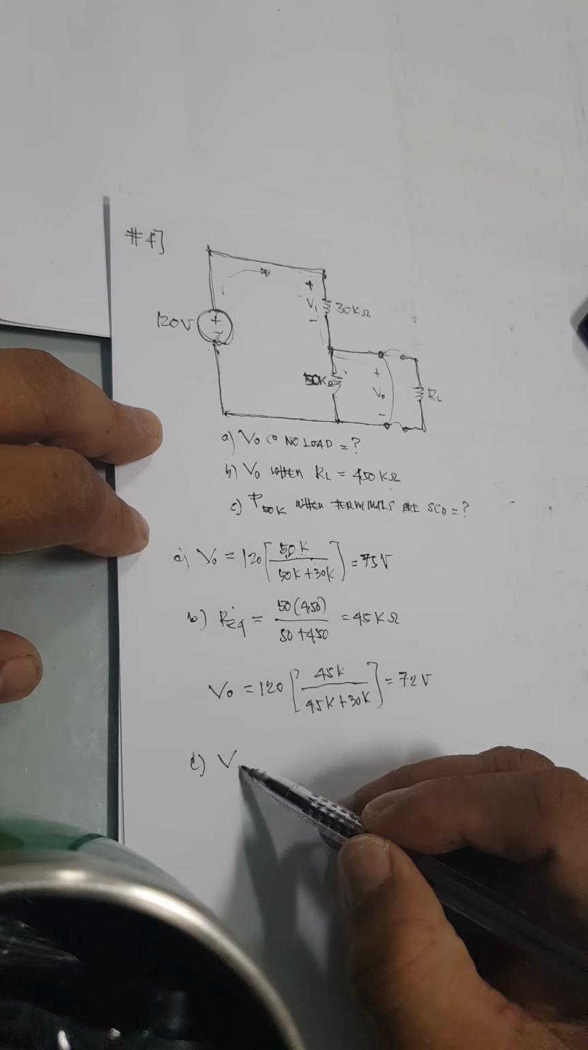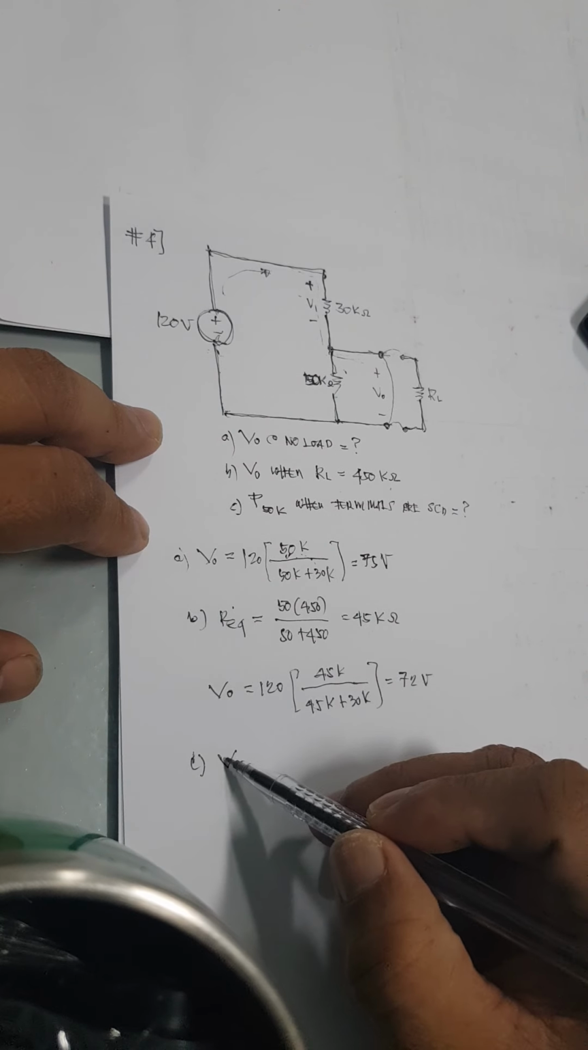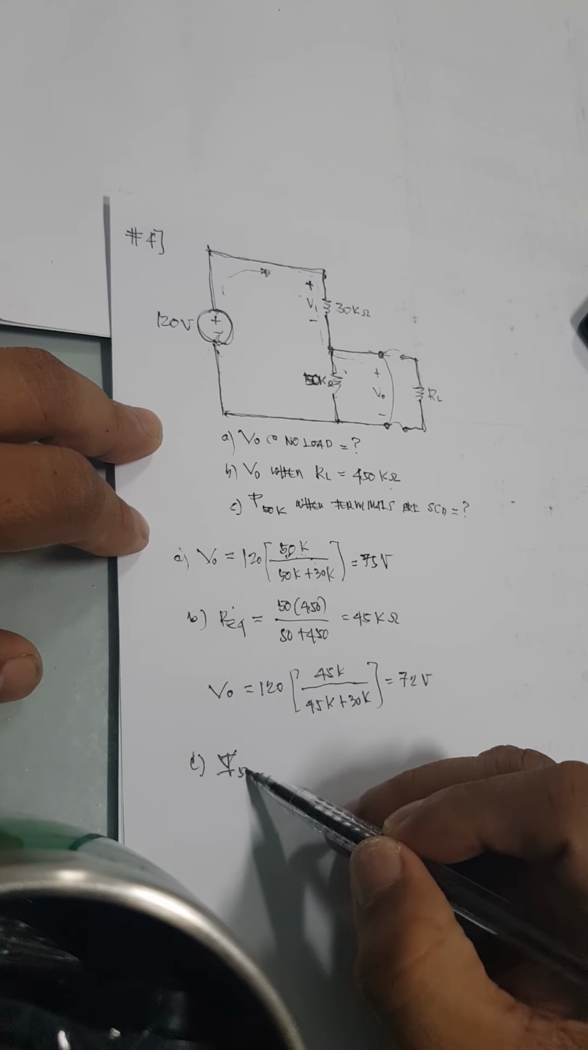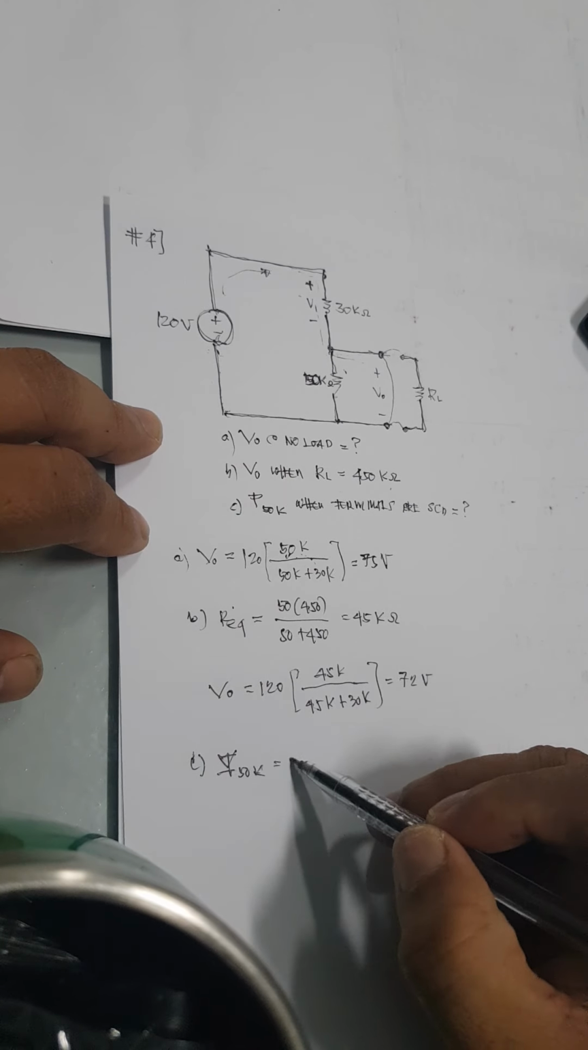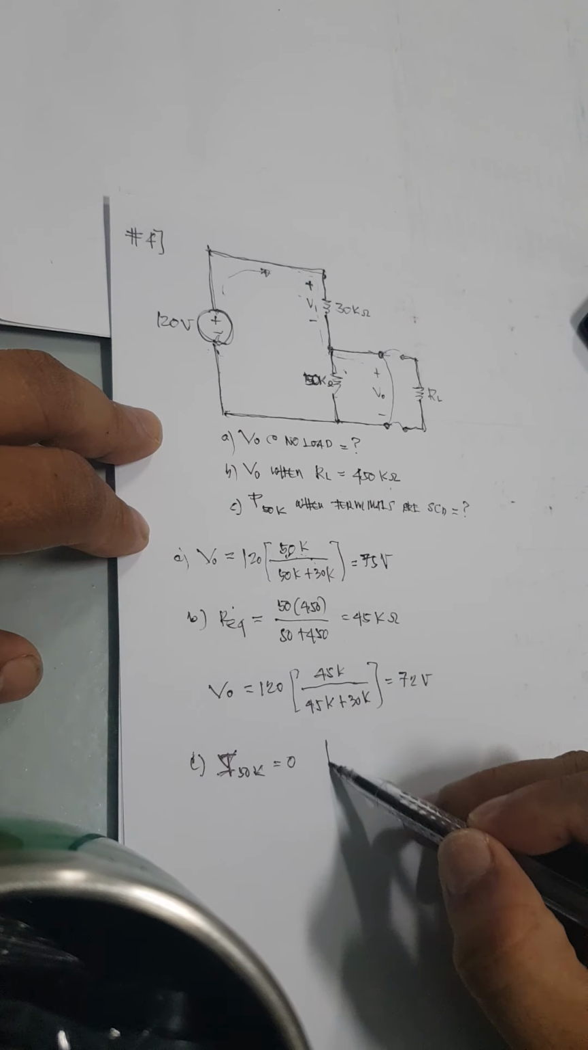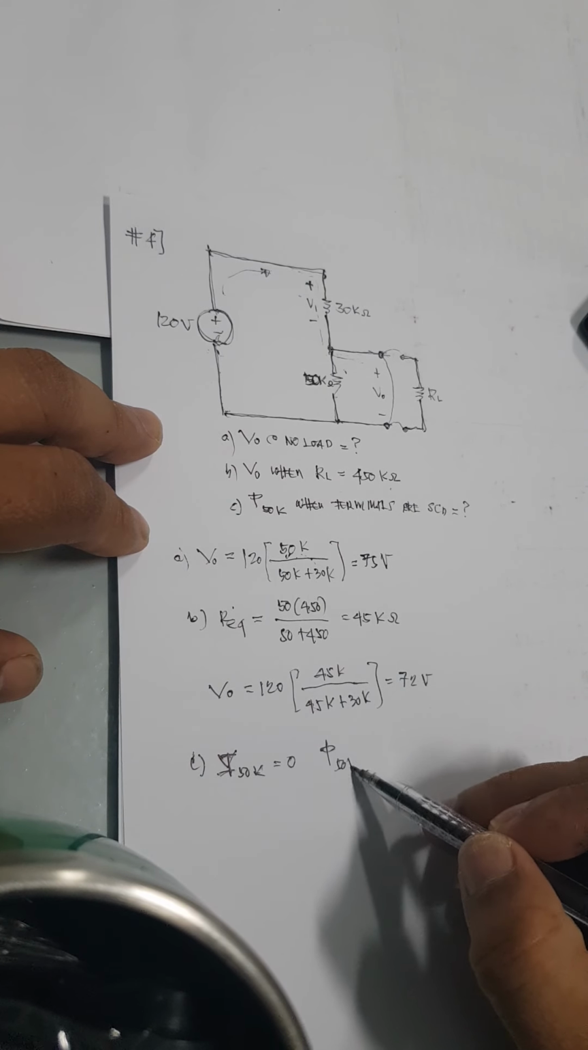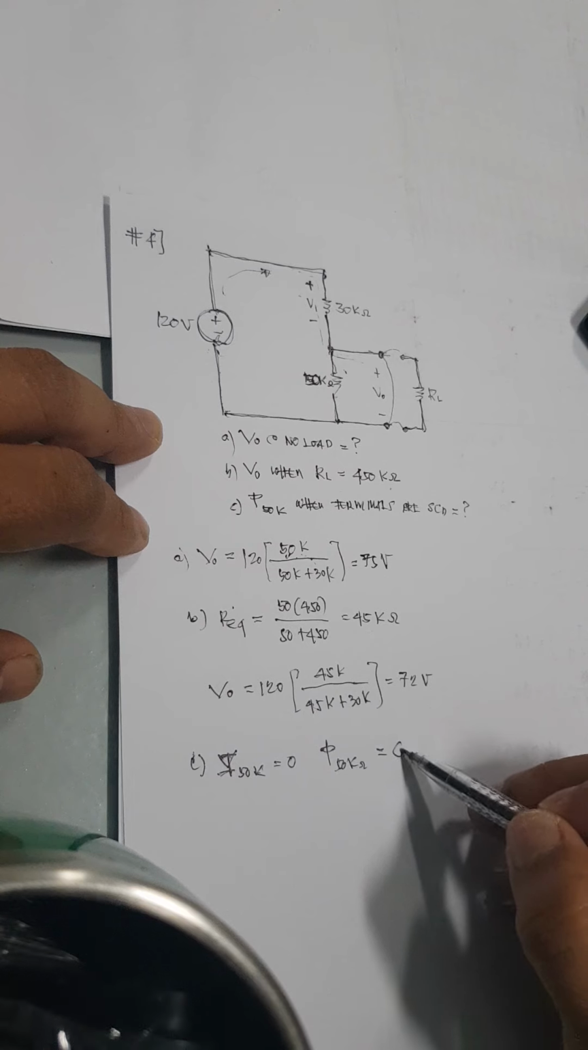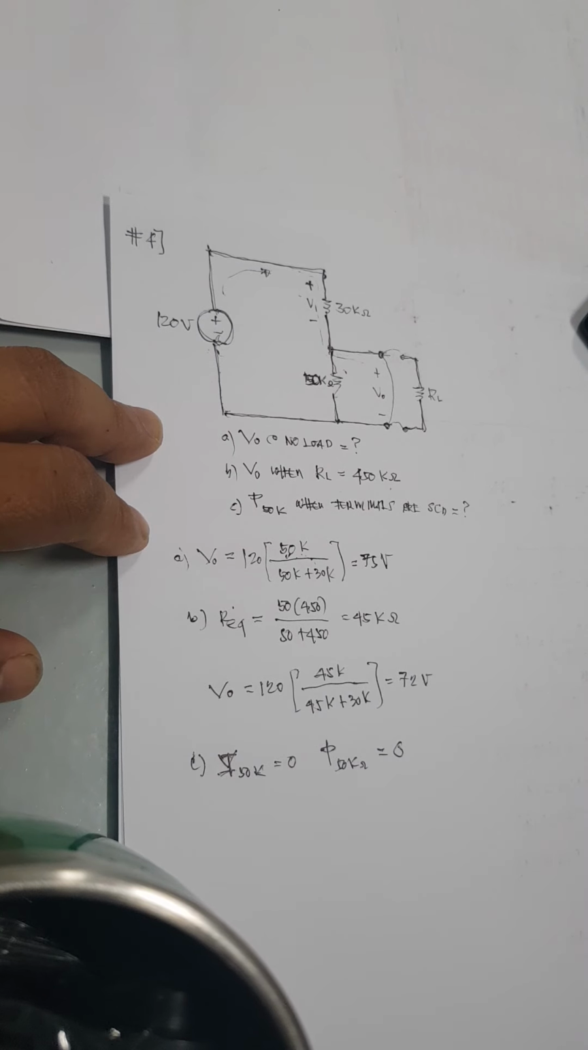Therefore, for letter C, I of 50 kilo should be 0. Therefore, power by the 50 kilo ohm resistor should be 0. So that's it.